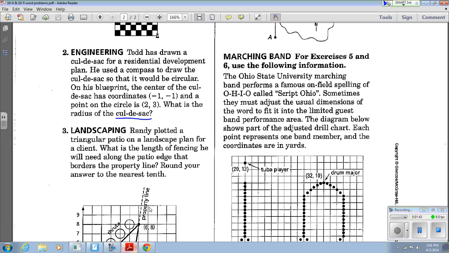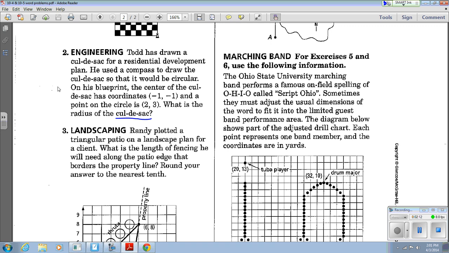Let's take a look here back at the word problem. Todd has drawn a cul-de-sac for a residential development plan. He used a compass to draw the cul-de-sac so that it would be circular, like I showed you in the picture. On his blueprint, the center of the cul-de-sac has the coordinates -1, -1, and a point on the circle is 2, 3. Okay, so most of the time I think people will maybe use 0, 0 for this, but they gave us -1, -1, and then this other point on the circle 2, 3. What is the radius?